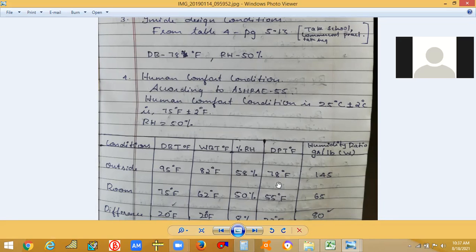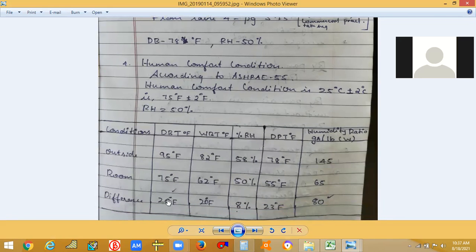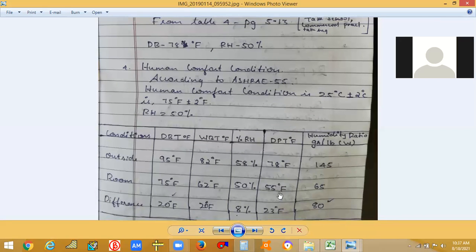So just write it down. And its difference is given here. 95 minus 75, 20, 82 minus 62, 20, 80, 23, 80. So these are input values, okay? So write this down also. We are dealing with the first 5 points, okay? These are the input values that we need to solve our question or solve our problem.